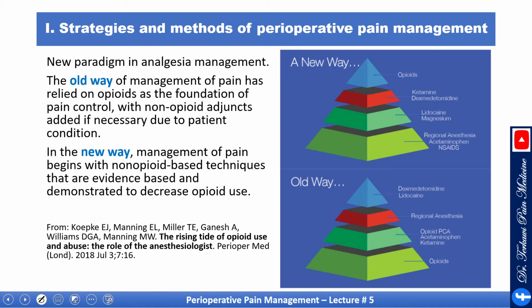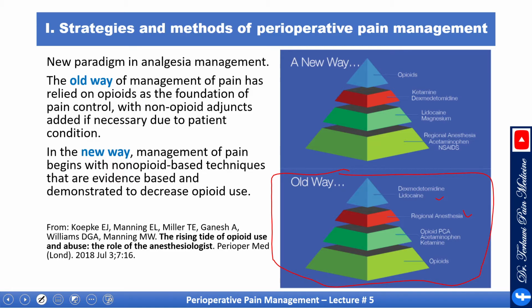It's interesting if you watch the progress over the last few years or decade. The old way of thinking was that everyone should get opioid, that's the base of the pyramid, and then you can give others like acetaminophen or ketamine, and then some patients will get regional, and some patients will get lidocaine, dexmedetomidine, ketamine, etc.